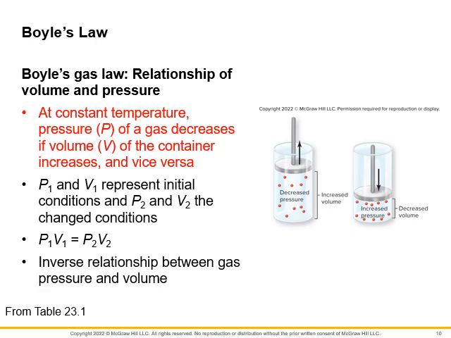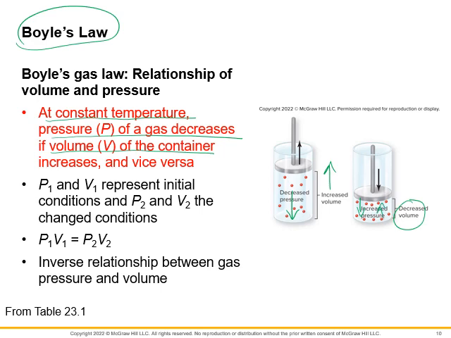Then they talk about Boyle's law. They're trying to show you how changing the volume changes the pressure. And we said air moves down its pressure gradient from high to low. So they talk about Boyle's law. They say at a constant temperature, the pressure of a gas decreases if the volume increases. So as the volume increases, the pressure decreases. If you decrease the volume, the pressure increases.